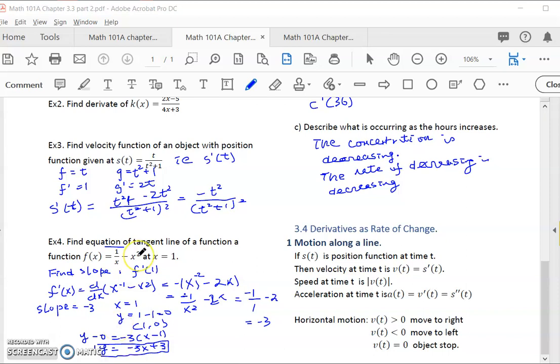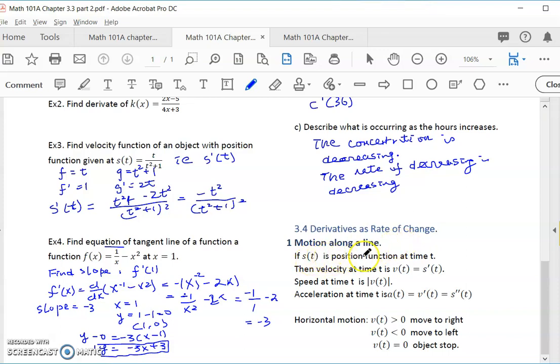Hello, calculus student. This video is for chapter 3.4, which is work problem. After we learn how to find derivative using the common quotient rule, product rule, and power rule, we actually can solve a lot of work problems. The first work problem is about motion along a line. That means horizontal, so these are not affected by gravity. It's just because of people driving.